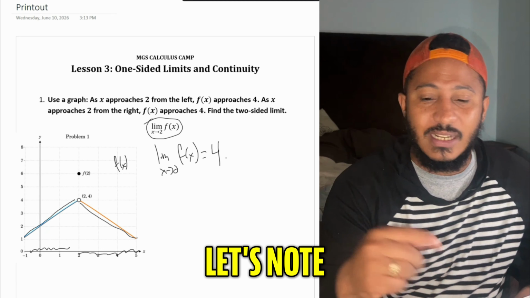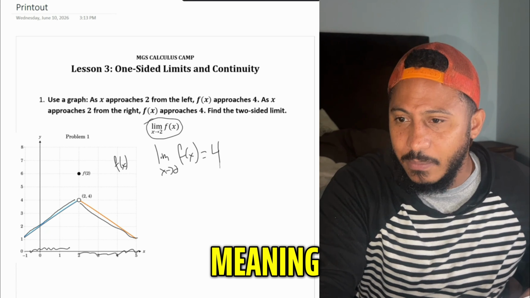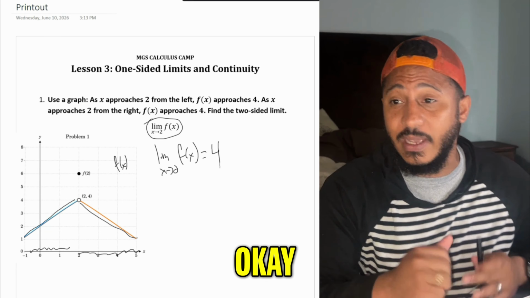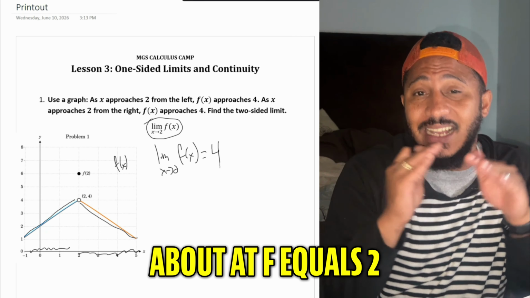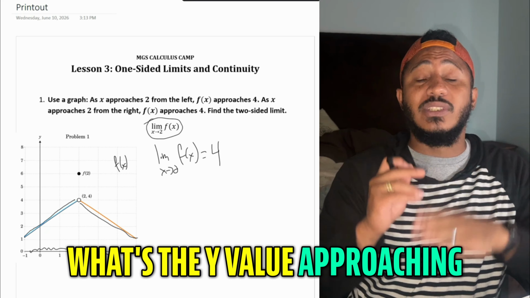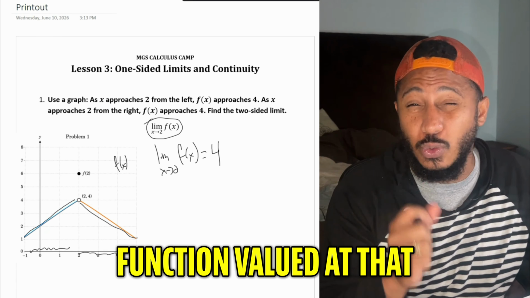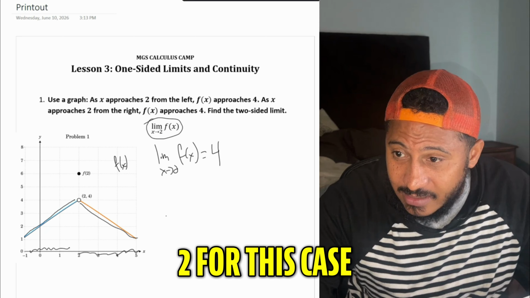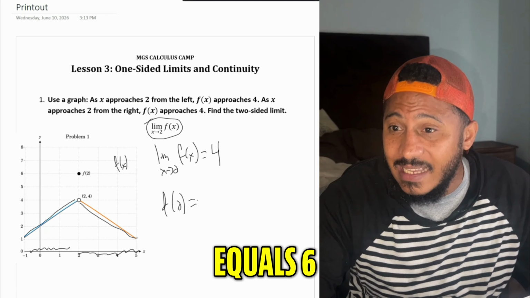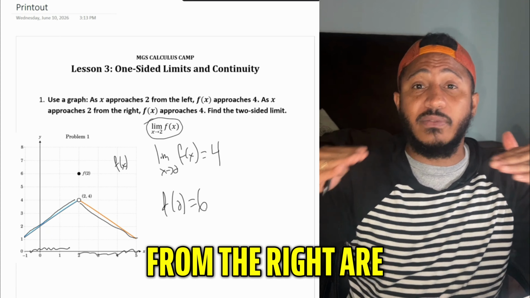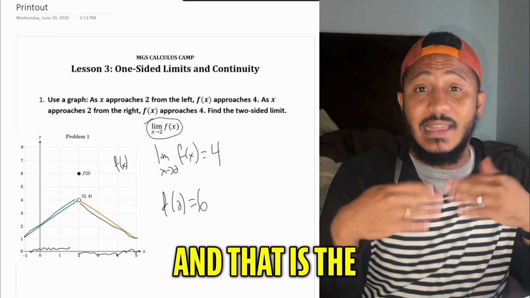Now, let's note, there is a discontinuity here, meaning, notice at f of 2, we get it equals 6. But we're not worrying about f at 2. Again, limits are talking about from the left and from the right, what's the y value approaching, not what the function is valued at that x value. Again, if I said, what is f of 2 for this case? F of 2, we'd say it equals 6, but the limit as x approaches 2 from the left and from the right are the same y value, and that is the y value of 4.